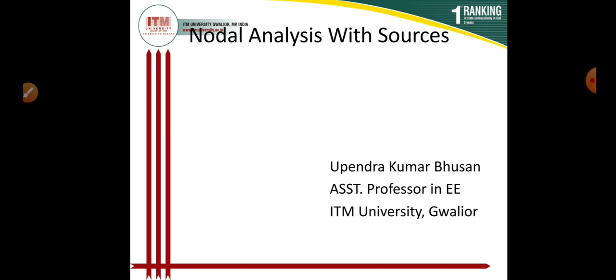So when we follow the mesh analysis method for the solution of a network, by using Kirchhoff's voltage law we write the minimum number of equations for the determination of the unknown quantities. Now, in this class, I am coming to discuss nodal analysis with sources. In this class I want to talk about our nodal analysis method.